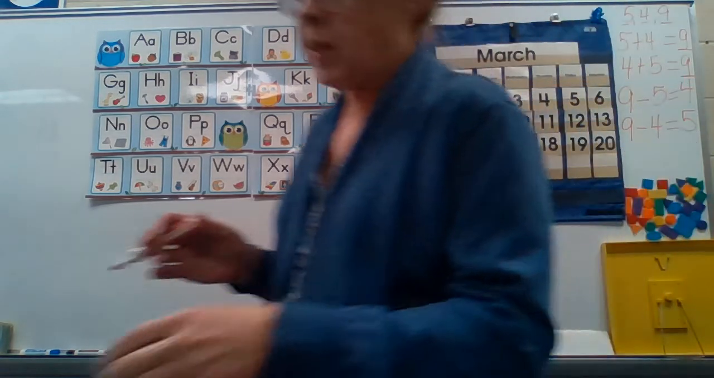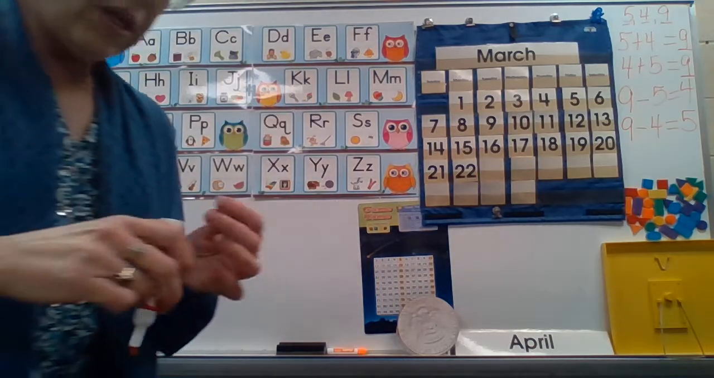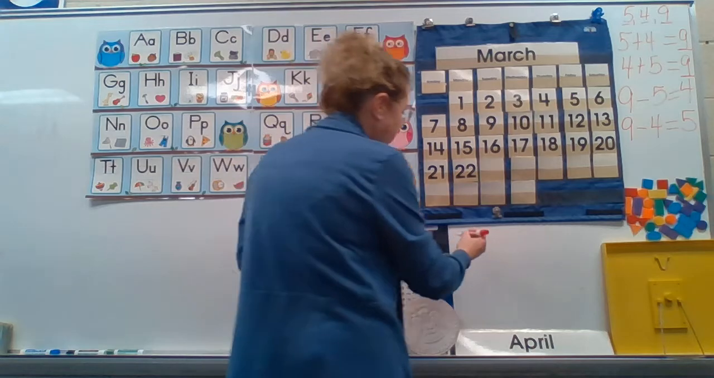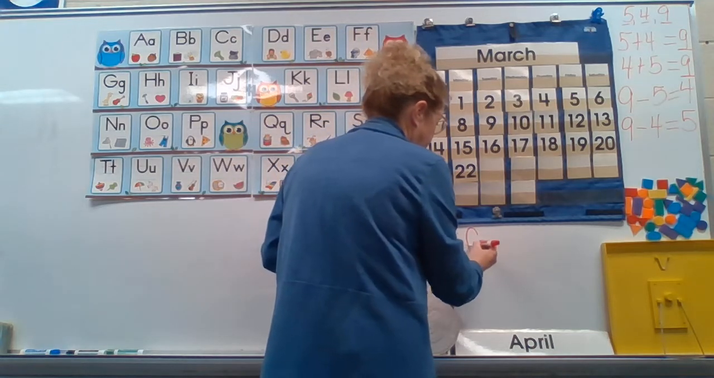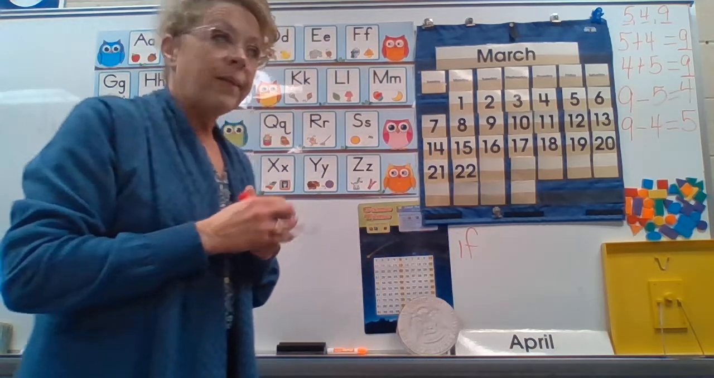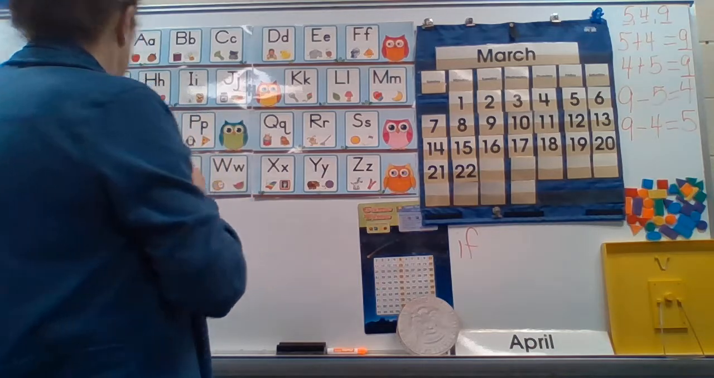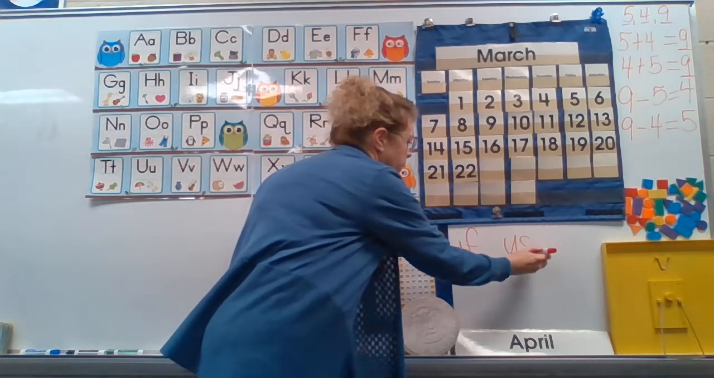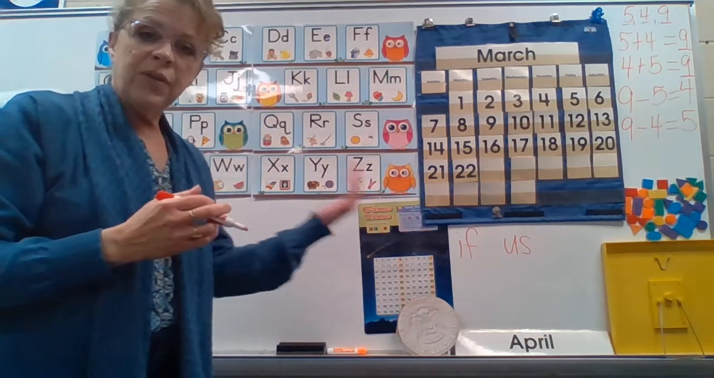All right. Now, we have 2 new sight words this week. If, they're just 2-letter words. If, I-F, and the other one is us, U-S, us. All right. If and us.